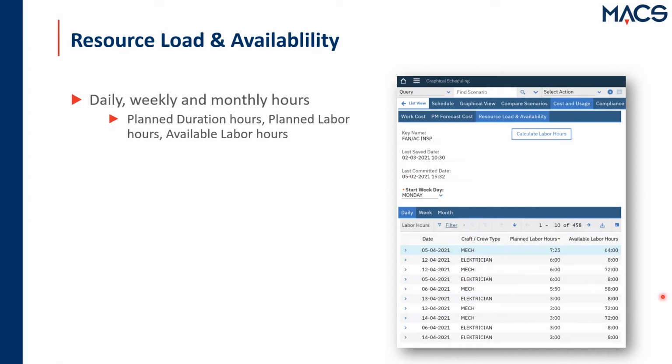And it also has the ability to show you a resource load and availability overview. It basically works the same as the cost overview, but here it will show you the planned hours and the available hours next to each other, so that you can clearly see the amount of work and the availability and planned hours for those crafts and crews.